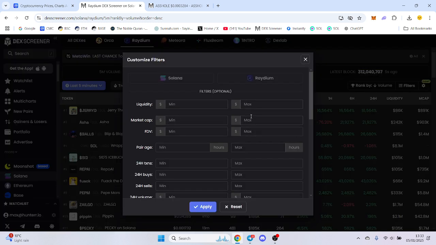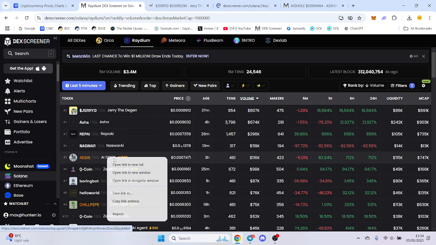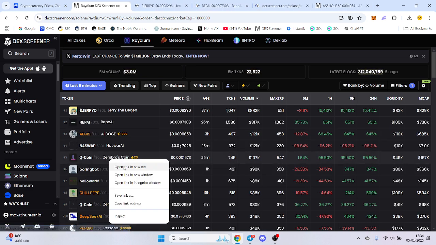In order to find low cap gems, which is what we're looking for, I have under a 1 mil market cap as a filter. I apply that and we should get some decent tokens here. So we can open up everything that's had volume. I don't typically open these because they tend to be scams, but we'll open these up and have a look.